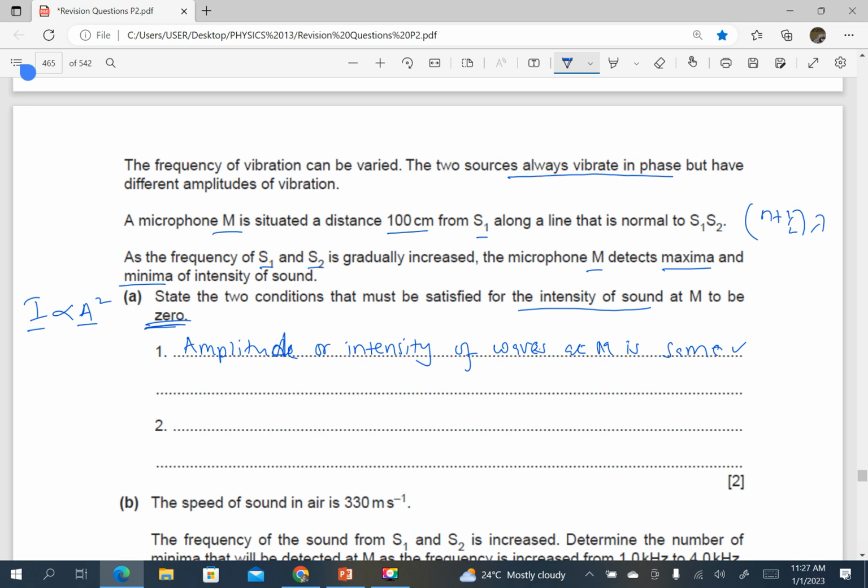The phase difference or path difference. Let's start with path difference between the two waves. The path difference between waves from S1 and S2 is a half lambda, or any odd number multiplied by half wavelength, or I can say n plus a half of lambda. That is the expression for the path difference for destructive interference. So this is general. This is the first order minima.